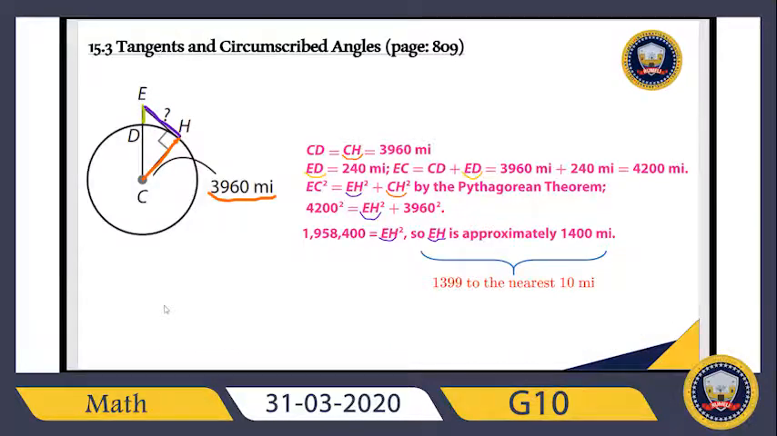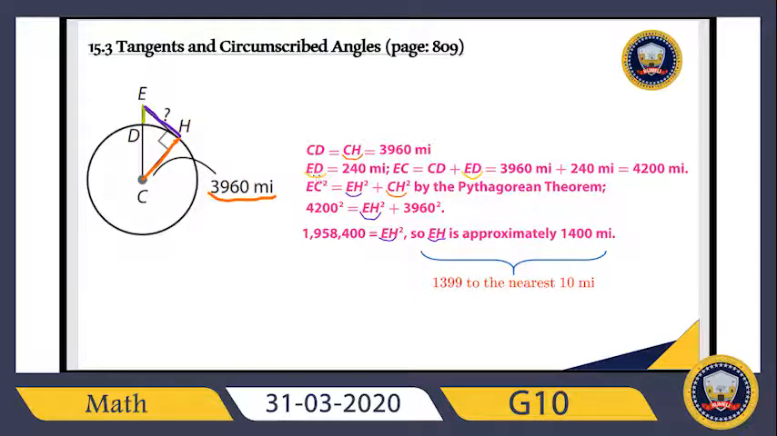Okay, first we have that CD equals CH. D is exactly on the surface of the Earth. This represents the Earth. So the length CD is equal exactly to the length CH. Why? Because both of them are radii for my circle. They are equal. So the length CH equals the length CD, and it is equal to the radius of the Earth, which is 3,960 miles.